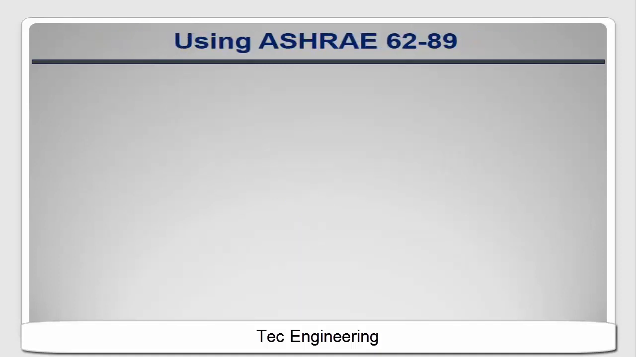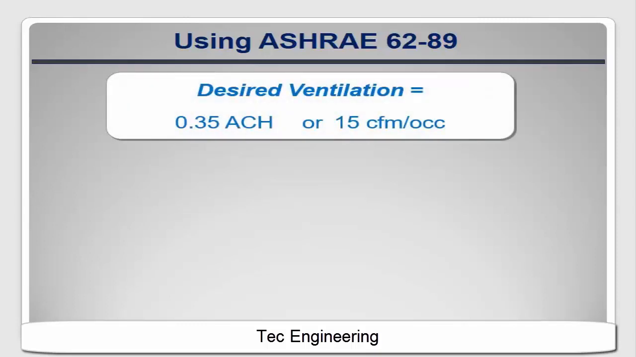Now let's look at the method typically used that aligns with ASHRAE Standard 62.2. In this case, we look at the house size and number of occupants separately. We want either 0.35 air changes per hour or 15 CFM per occupant, whichever is higher. First, we'll evaluate based on house size.